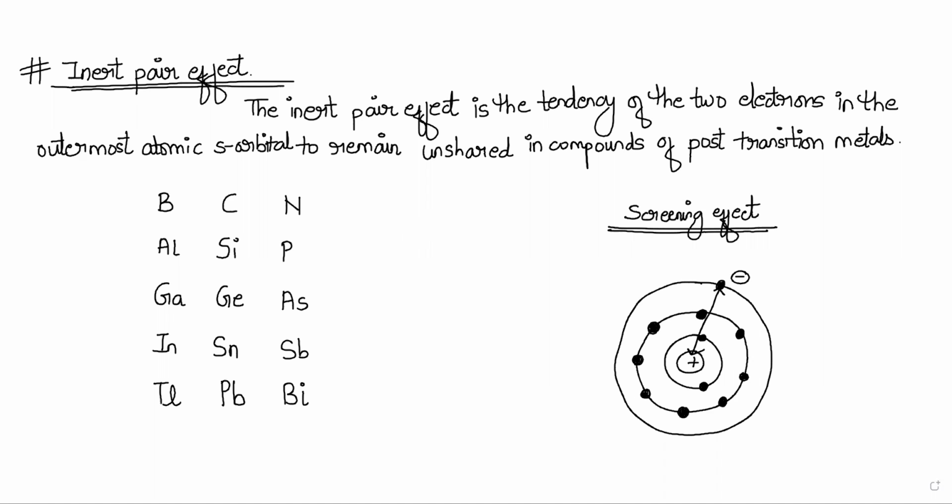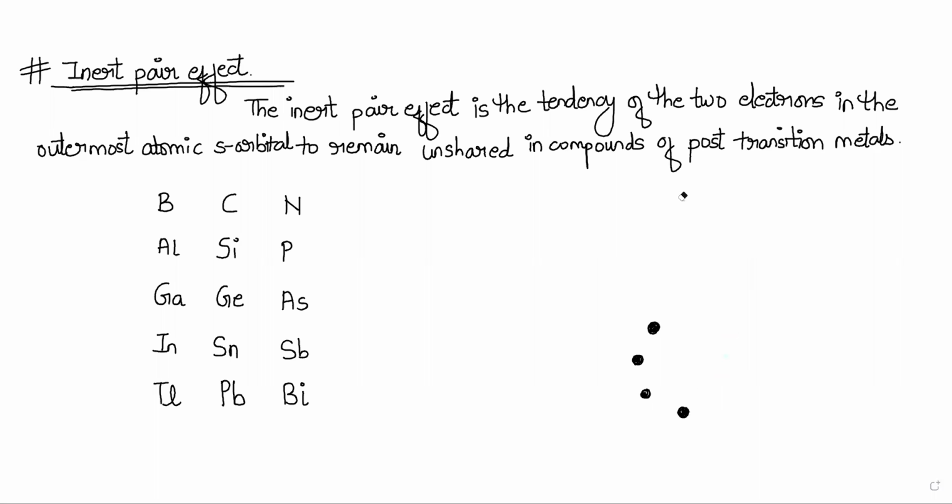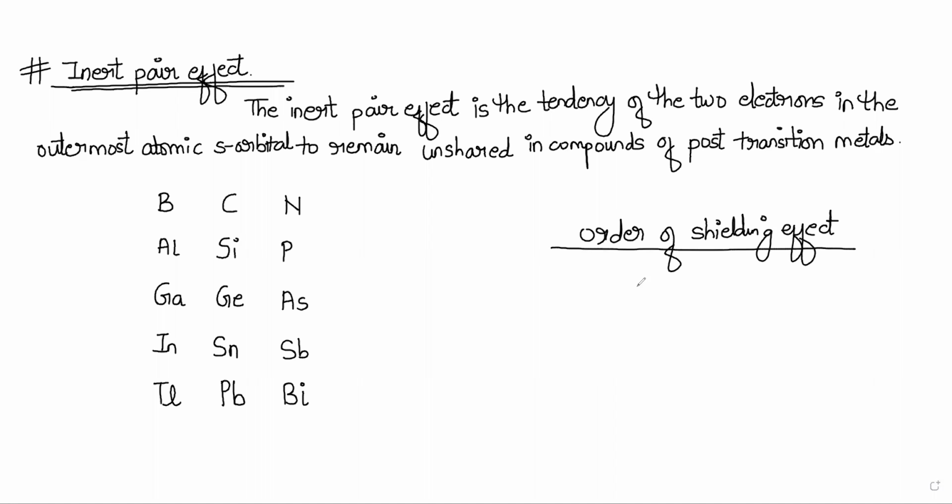We have studied this in the last video. You can go and check it out there, it's on the channel. So, the order of shielding effect of the orbitals is S, P, D, and F. S has more shielding effect and F has less shielding effect.